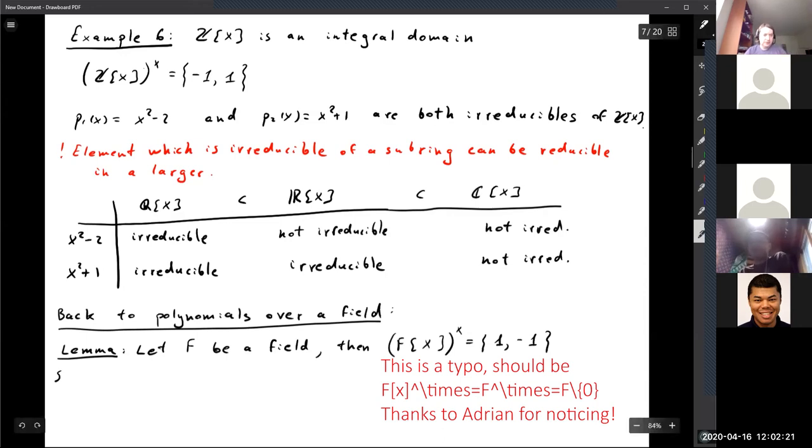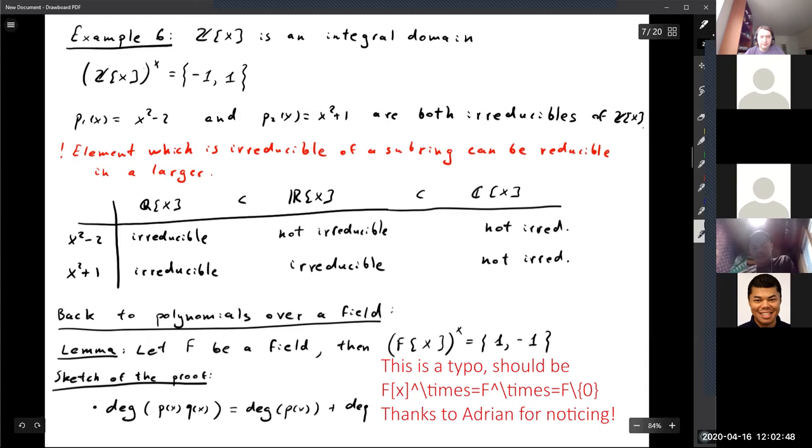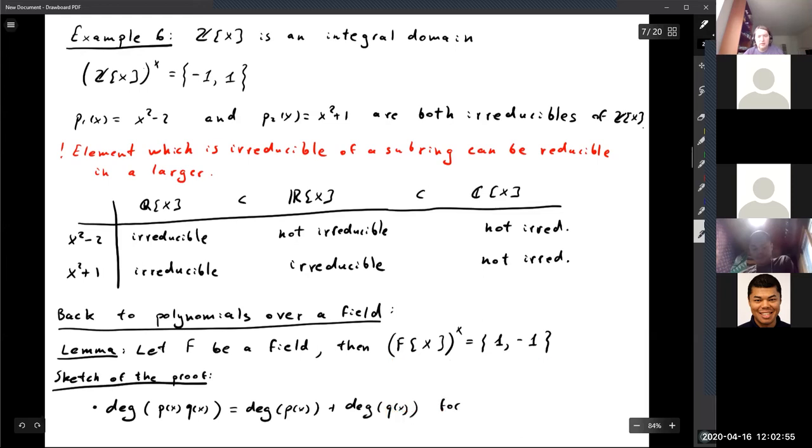And a sketch of the proof. It's essentially based on the fact that the degree of the product of two polynomials p of x and q of x is equal to the degree of p of x plus the degree of q of x, for all non-zero p of x, q of x in the polynomial ring F[x].